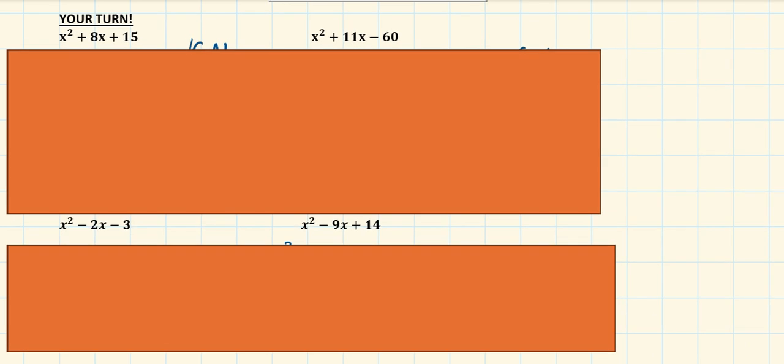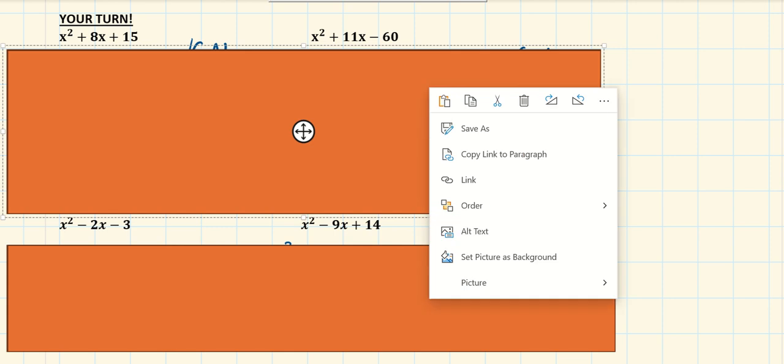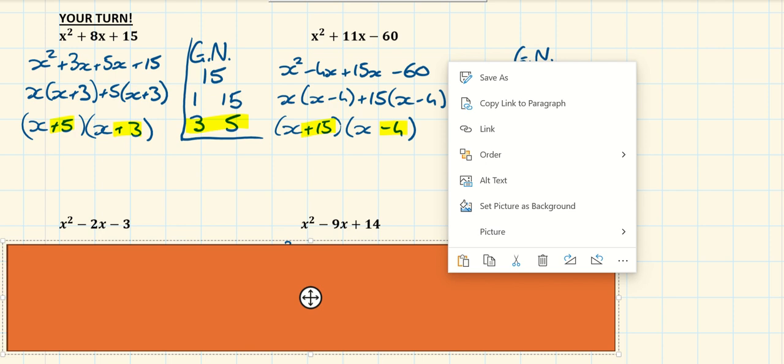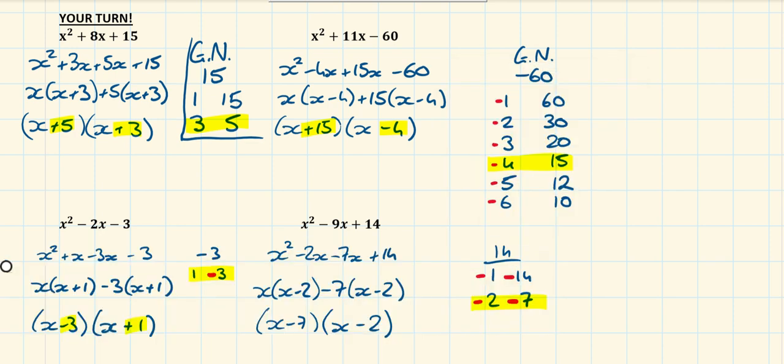Okay, you can do it the easy way or the hard way, but you can pause your video and then try these yourselves. Okay? So there's your answers there. And there are your answers there as well. Okay, so you can see whether you got the questions right, whether you did them the long way or the short way.